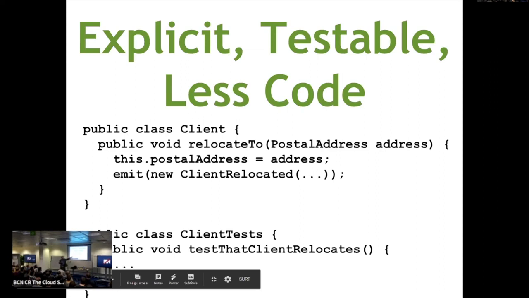So this client knows how to demonstrate that it relocates. Yes, it sets a value of a postal address. Notice that postal address isn't 12 different string attributes being passed in as arguments, but one single concept of postal address. And in addition to setting the postal address, we're also emitting a client relocated event. So now this event can have a positive impact on downstream bounded contexts, other models that need to know that perhaps we need to ship an item or deliver service to an address, a postal address that is different than the one that we first thought it would be.